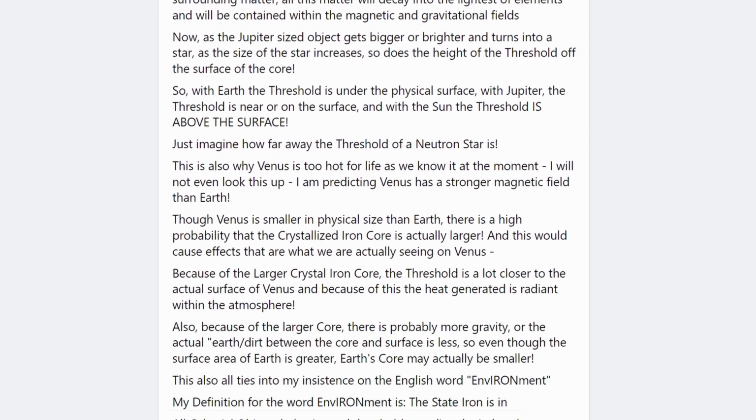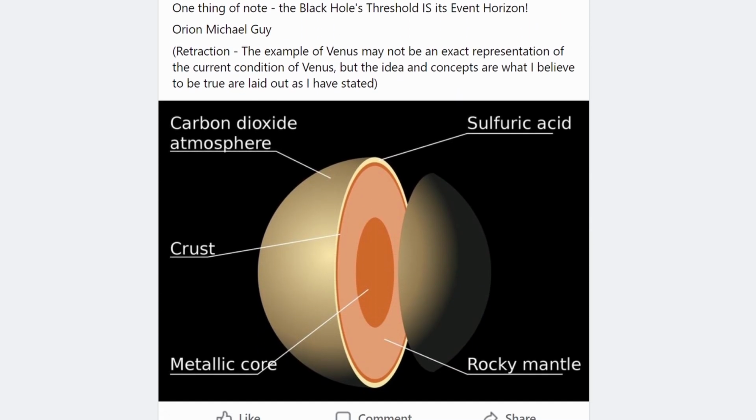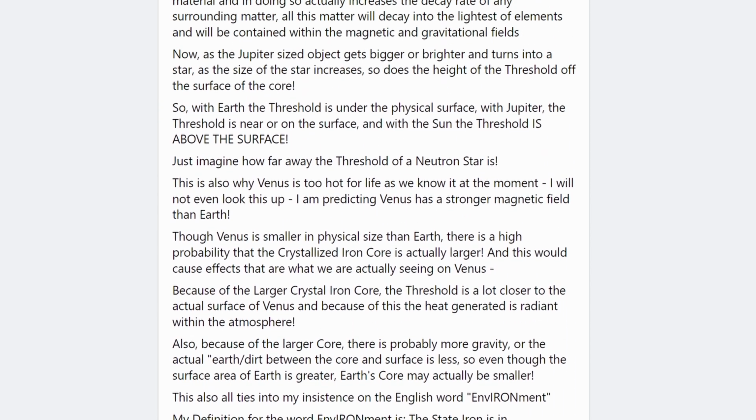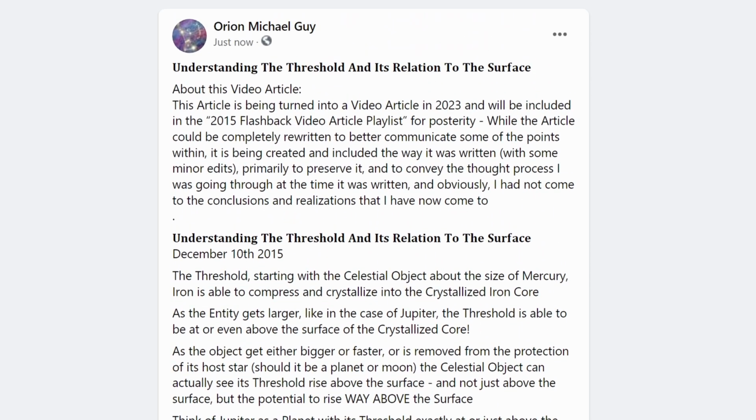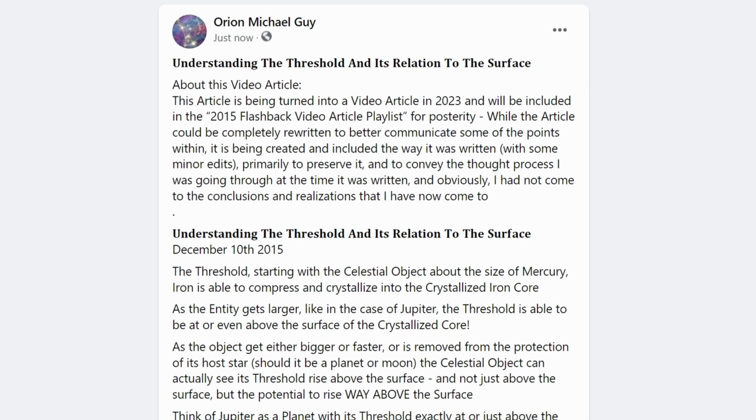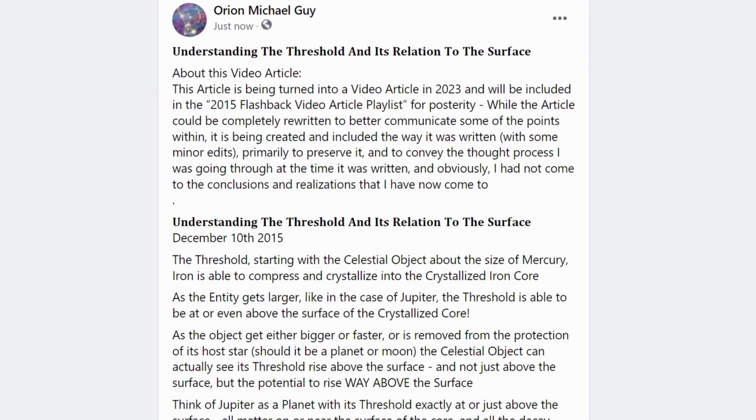About this video article. This article is being turned into a video article in 2023 and will be included in the 2015 flashback video article playlist for posterity. While the article could be completely rewritten to better communicate some of the points within, it is being created and included the way it was written, with some minor edits, primarily to preserve it, and to convey the thought process I was going through at the time it was written, and obviously, I had not come to the conclusions and realizations that I have now come to.